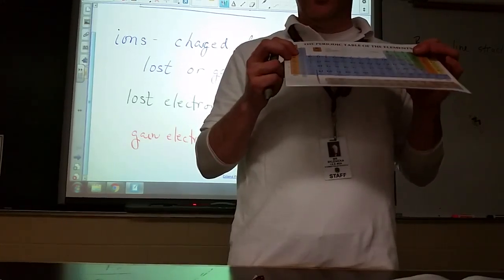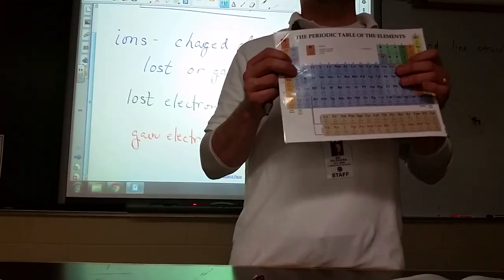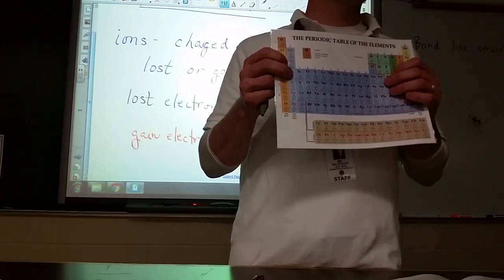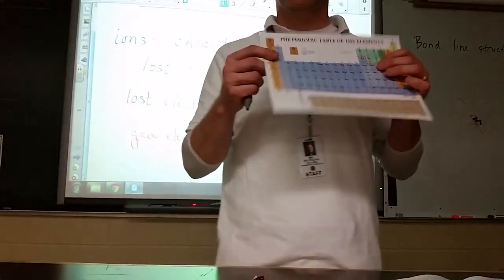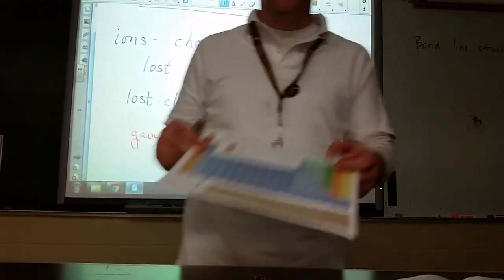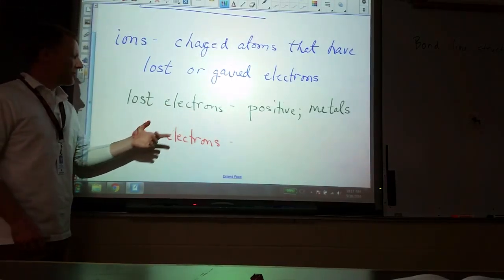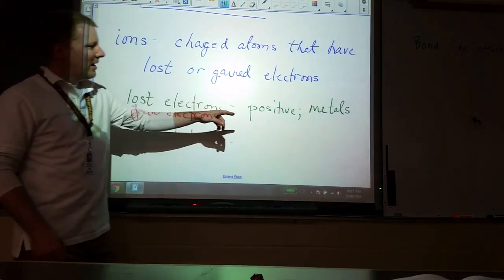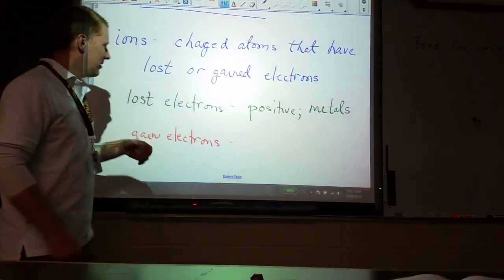Right, I'm looking at the wrong number. Same question faces magnesium. I could gain 6 to fill up my outer shell, or I could lose 2 to expose the shell underneath, which is already full. Easier to expose 2, or to give up 2. So the metals are all going to lose electrons, and that will make them positive, but it will make sure that they have a full outer shell.